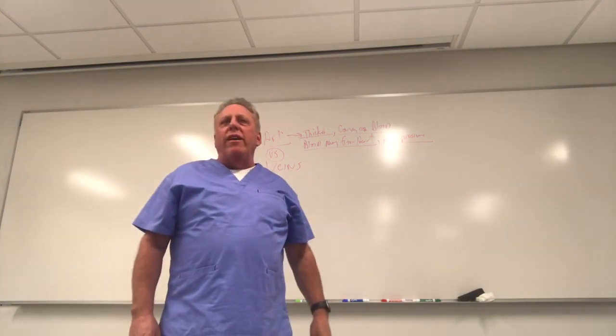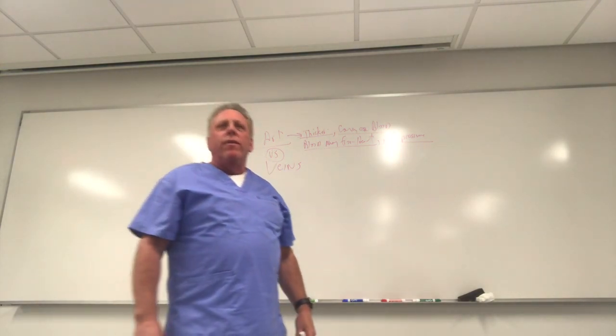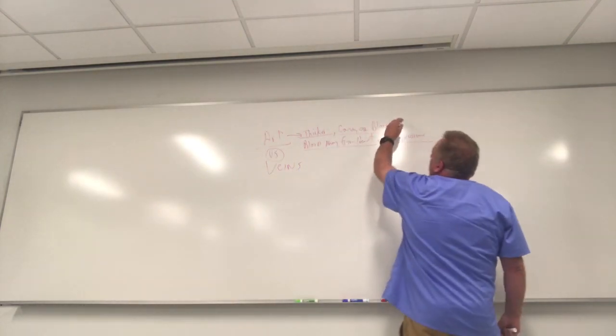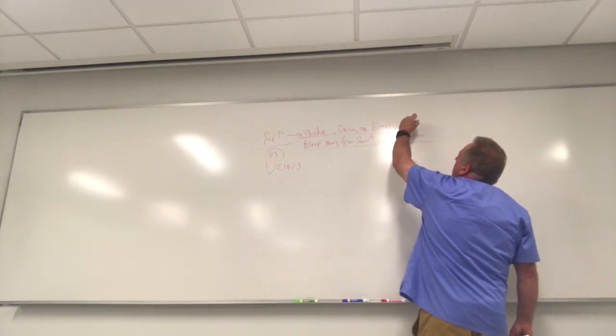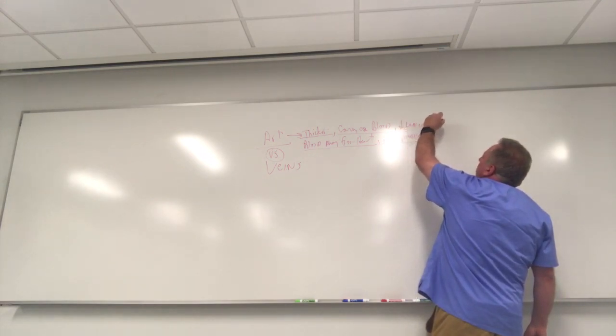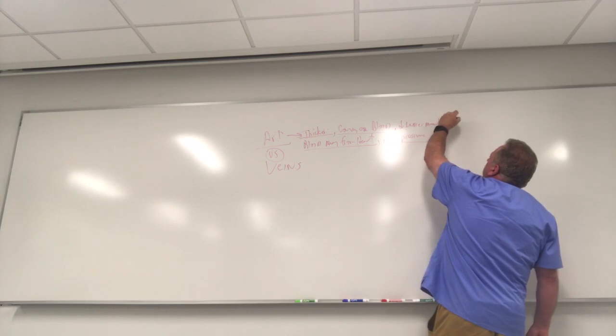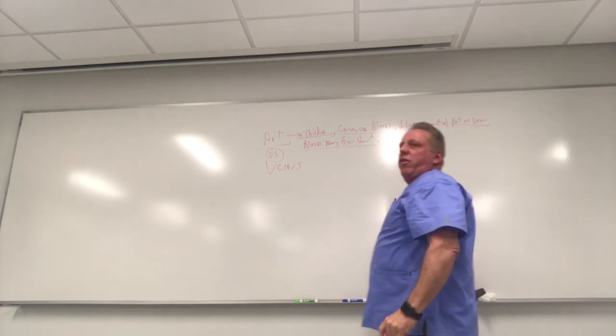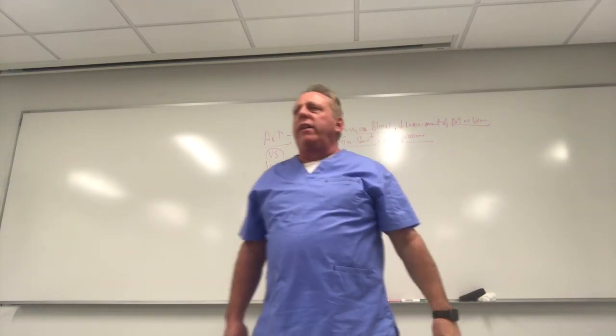And are there more veins than arteries, or more arteries than veins? There's many more veins than arteries. So there's a lesser amount of arteries versus veins. Actually, it's about five times more. There's five times more veins than arteries.